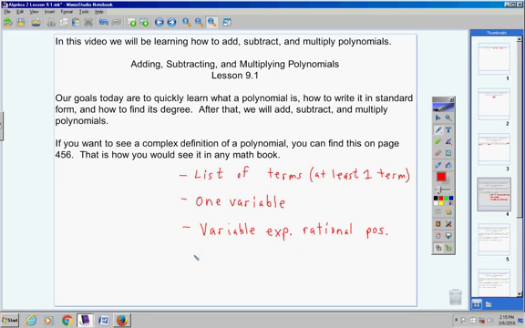And then lastly, your coefficients must be rational numbers. They don't have to be positive. They can be negative, but they have to be rational. Now, let's pause for a second and talk about the word rational, okay?